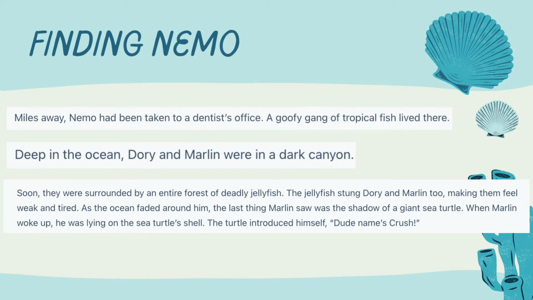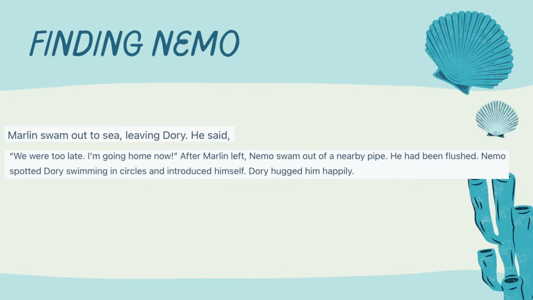Soon, they were surrounded by an entire forest of deadly jellyfish. The jellyfish stung Dory and Marlin too, making them feel weak and tired. As the ocean faded around him, the last thing Marlin saw was the shadow of a giant sea turtle. When Marlin woke up, he was lying on the sea turtle's shell. The turtle introduced himself. "Dude, name's Crush." Marlin swam out to sea, leaving Dory. He said, "We were too late. I'm going home now." After Marlin left, Nemo swam out of a nearby pipe. He had been flushed. Nemo spotted Dory swimming in circles and introduced himself.